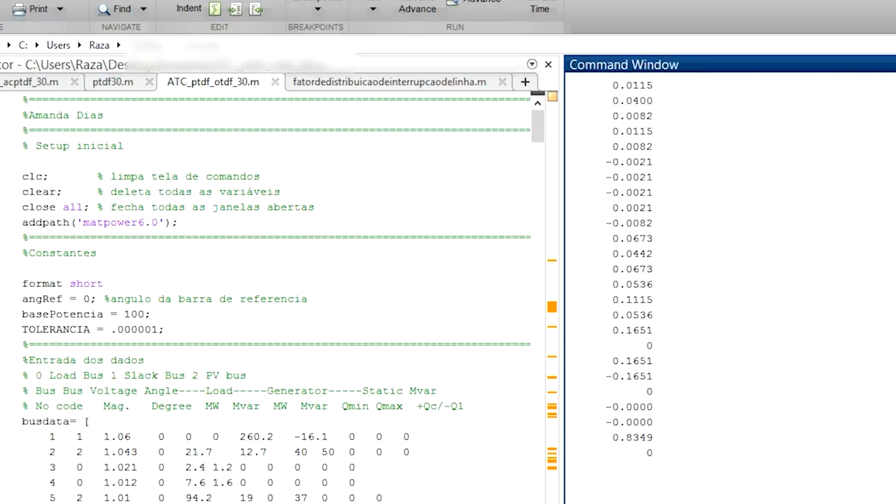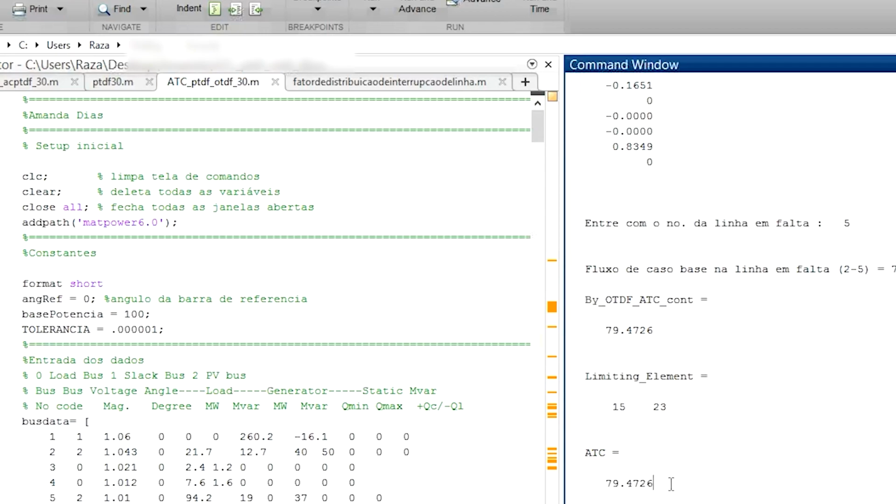And the third factor which is considered in this video is outage transfer distribution factor, which is actually similar to the PTDF, but it is calculated for the case where a transmission line is out of service.